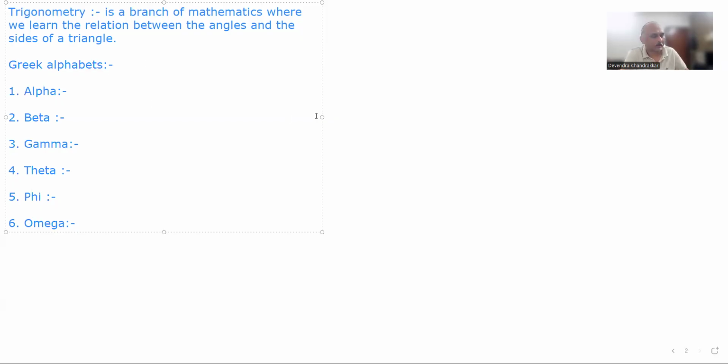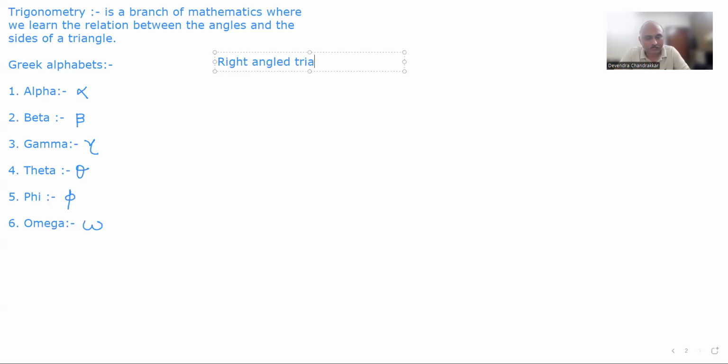Now, how do the symbols look like? This is how they look like. Alpha looks like this. Alpha, beta. So these alphabets are denoted like this. Alpha, beta, gamma, theta, phi, and omega. Right? These are some of the Greek alphabets which we will be using. So as one of you said, we are discussing all the triangles, right? All the triangles and the angles of the triangles. But again, to start with, we are starting with the right angled triangle.